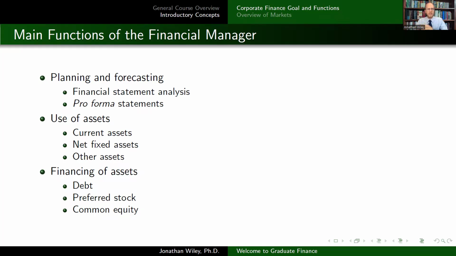So pretty much everything that a main financial manager is going to be doing in a company is going to fit in one of those three categories. So if you think about planning and forecasting, this is going to be where you're going to include things like financial statement analysis. So looking at financial ratios and trends, sources and uses of funds, you're projecting financial statements. Those are called pro forma financial statements. So that's the planning and the forecasting.